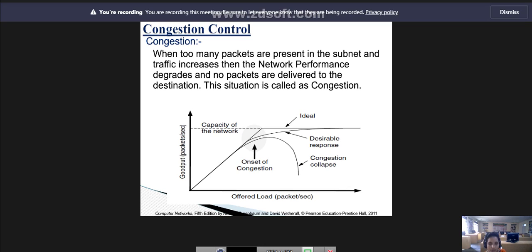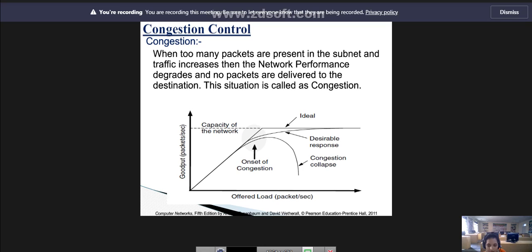In the diagram below, this axis is the goodput in packets per second, and this is the offered load in packets per second. This is the capacity of the network. When our graph moves upwards along the ideal curve, it is a desirable response. If the curve shows the onset of congestion, then congestion collapse occurs. So this is the graph of congestion.